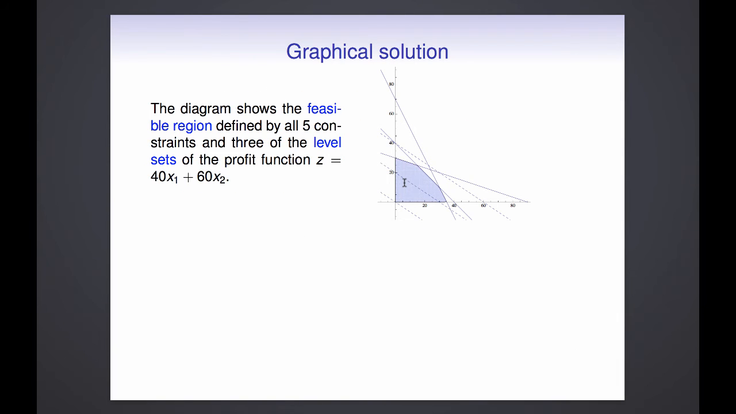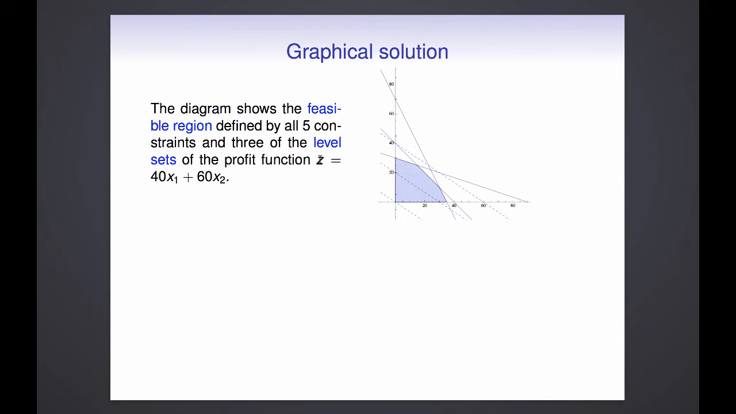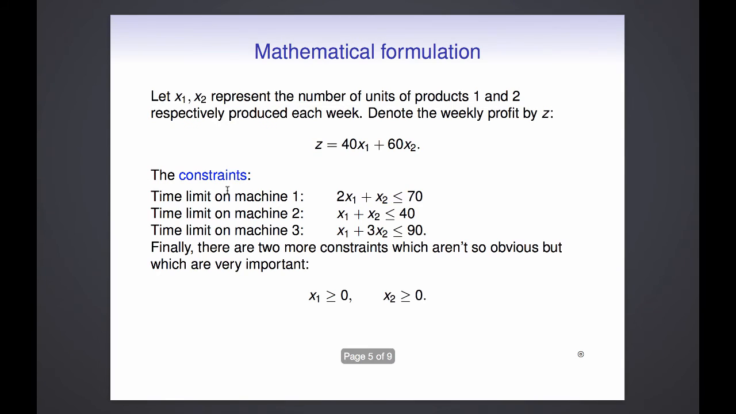This is called the feasible region. It's the set of points that satisfy all the constraints. So our job is to find the point in the feasible region which gives us the maximal value of z. The z here, the profit function, is 40x1 plus 60x2. It's just this function here.